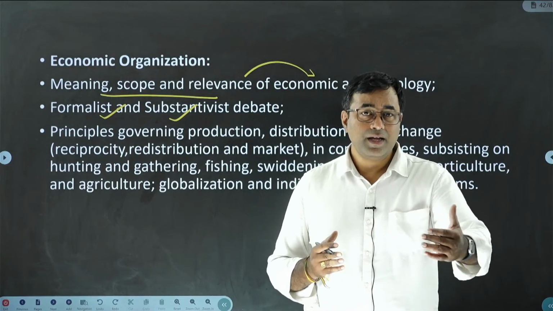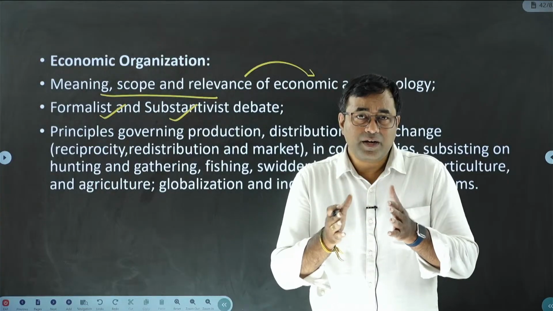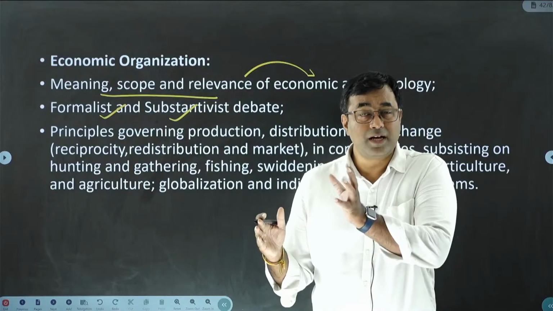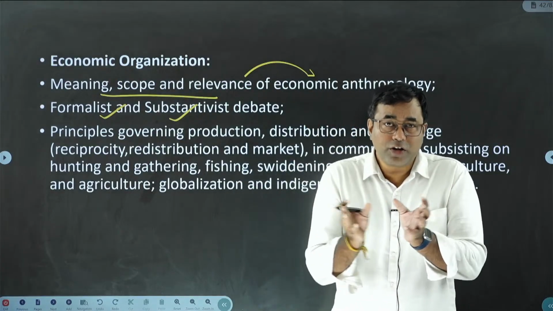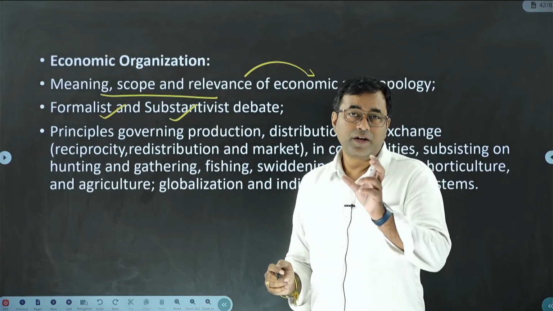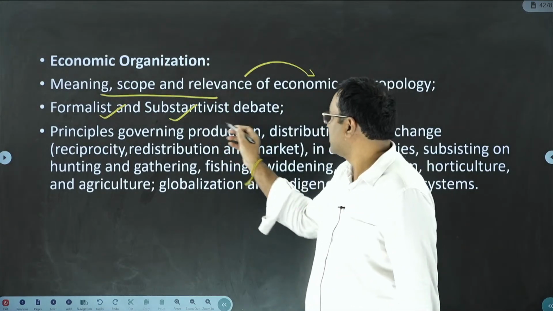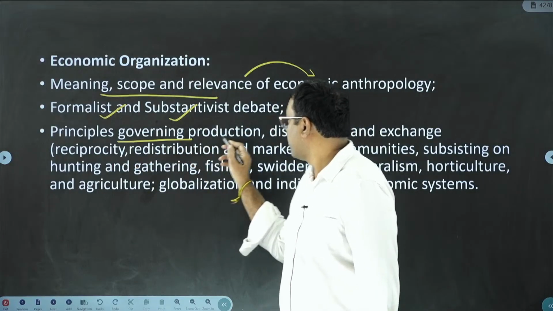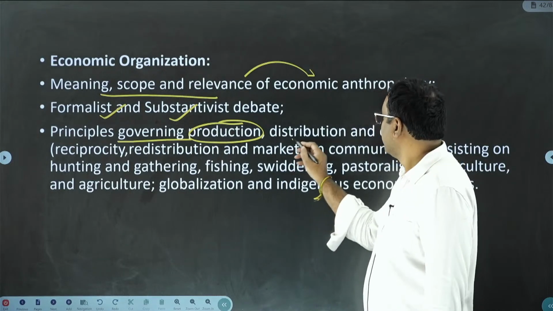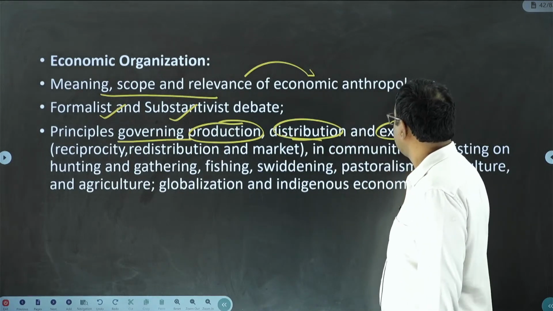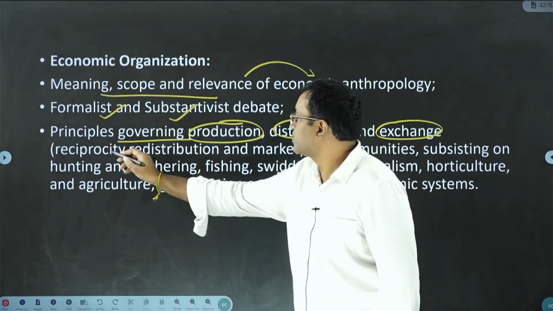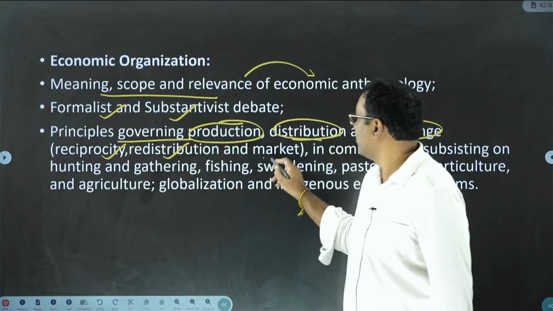We will discuss that. In that, many of the thinkers are divided into two categories: formalist, one group of people, and substantivist, another group of people. We will try to understand what the arguments of these people are with respect to economic organization. That is called the formalist substantivist debate. And principles governing production, different types of goods, how they are produced, distribution and exchange. In this exchange we will try to understand concepts called reciprocity, redistribution, market.